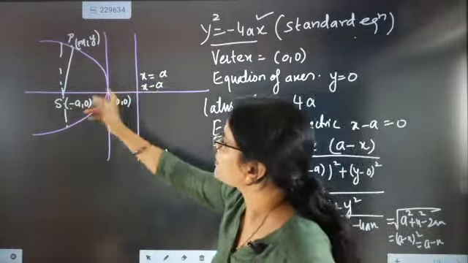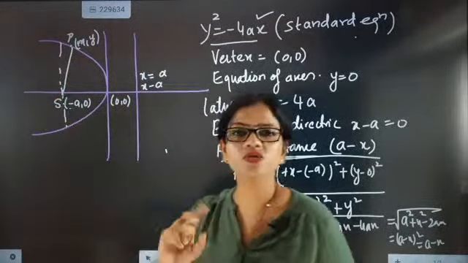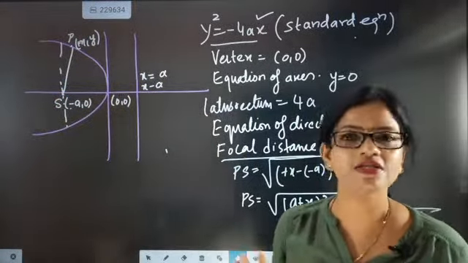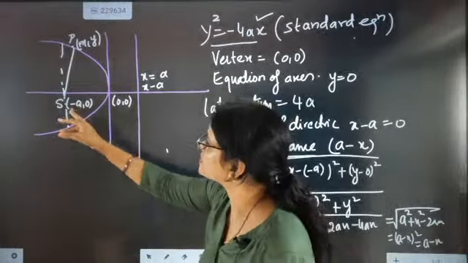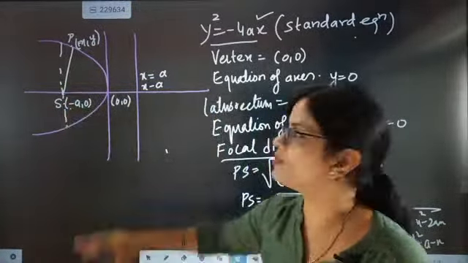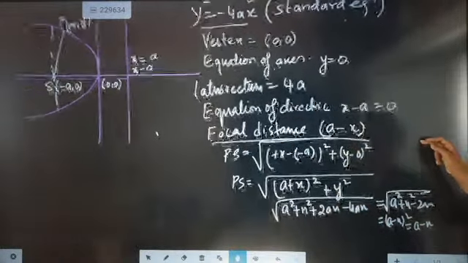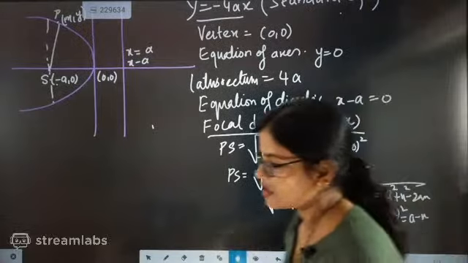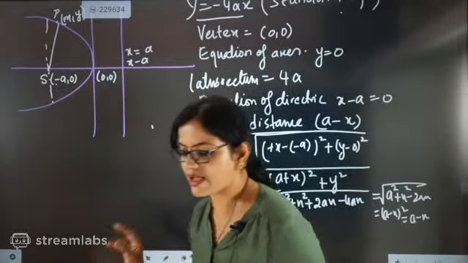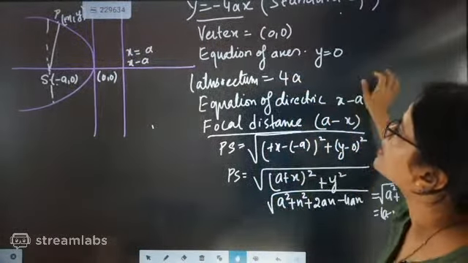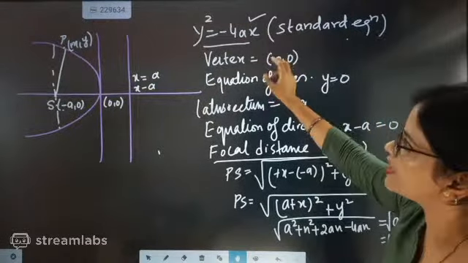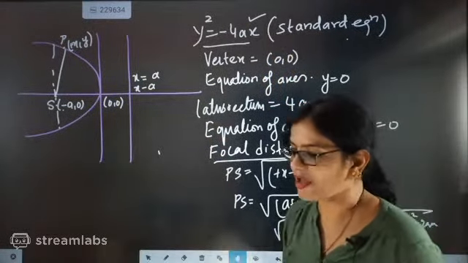Now look here beta. This is the focus one beta. So focus is coming as (minus a, 0). Since focus is coming as (minus a, 0) beta, focal distance is coming as what? A minus x. Focal distance is coming as a minus x beta. So now we got all, that y square equal to minus 4ax is the standard equation of the parabola.